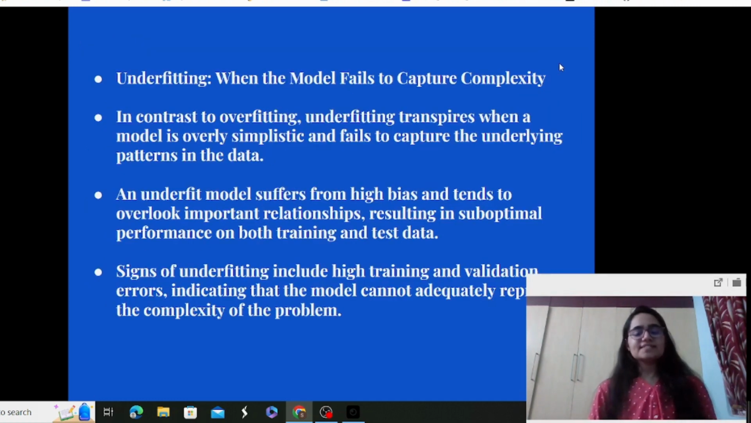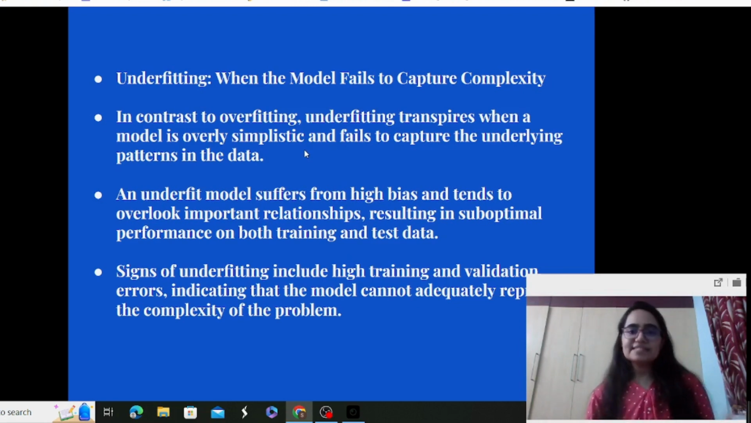So coming to the next scenario, which is underfitting. This is again a problem in machine learning models. This is when the model fails to capture complexity, in contrast to overfitting. Underfitting and overfitting go opposite to each other. Underfitting is where you get high training error as well as high testing error. It occurs when the model is overly simple, in contrast to overfitting where it was complex.